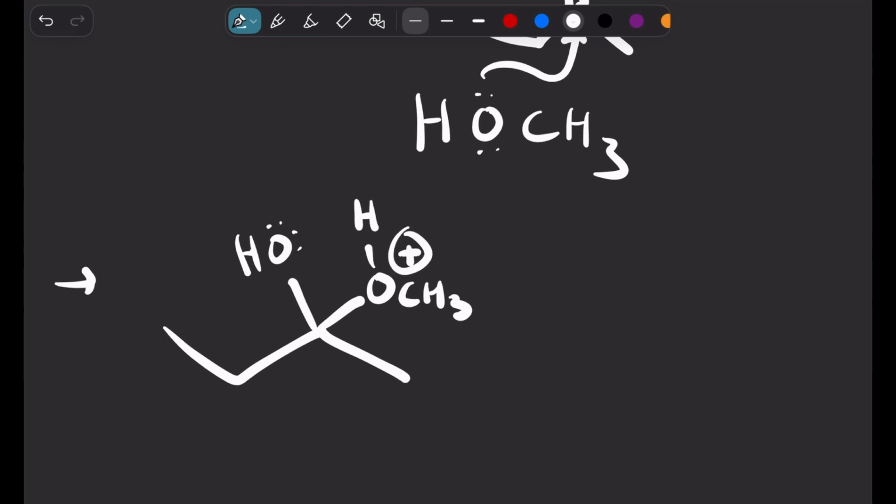Once that happens, we have to protonate and deprotonate. The reason for this is that in our final product, we know that we have two methoxy groups on it.